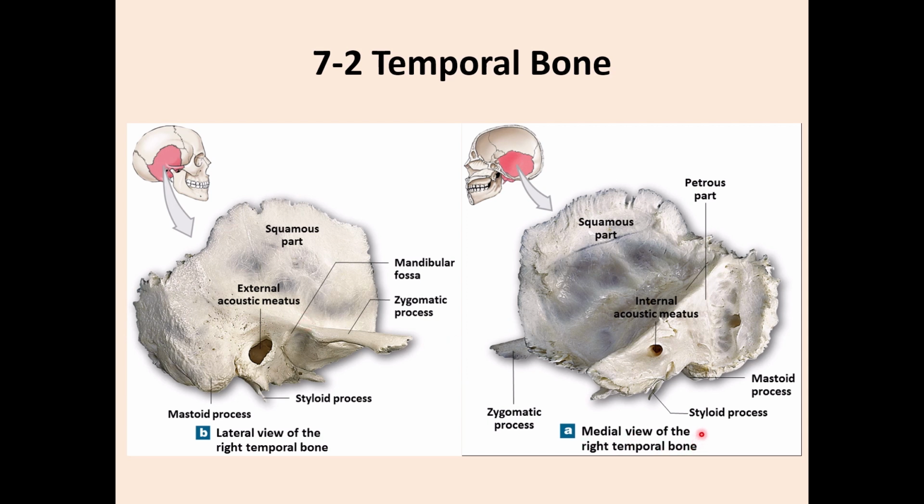The medial view does not have a lot of things going on. The most important one is this one, called the internal acoustic meatus. This is where cranial nerve 8 leaves the temporal bone and goes to the lower part of the brain, called the brain stem.